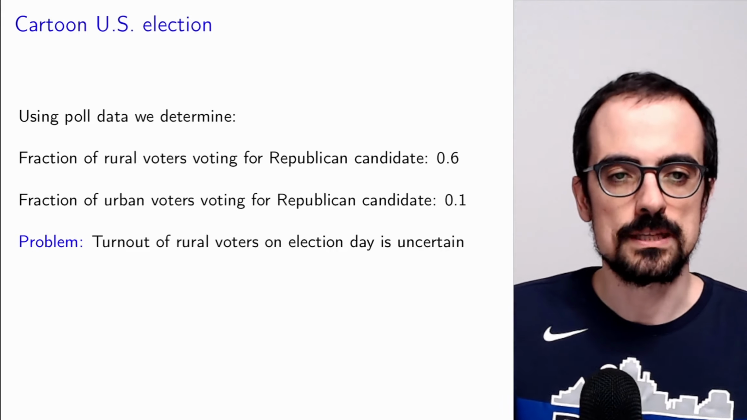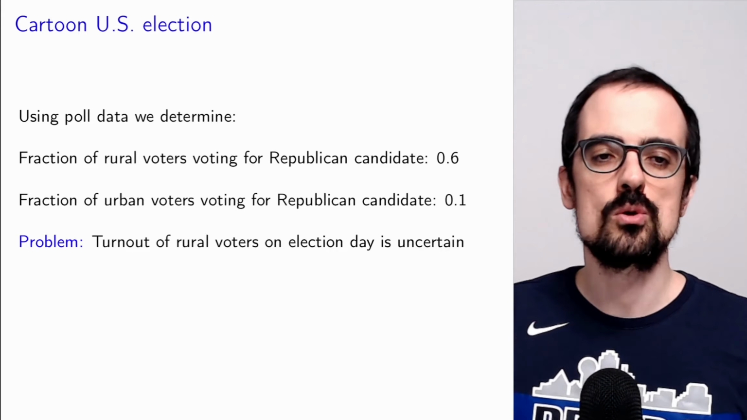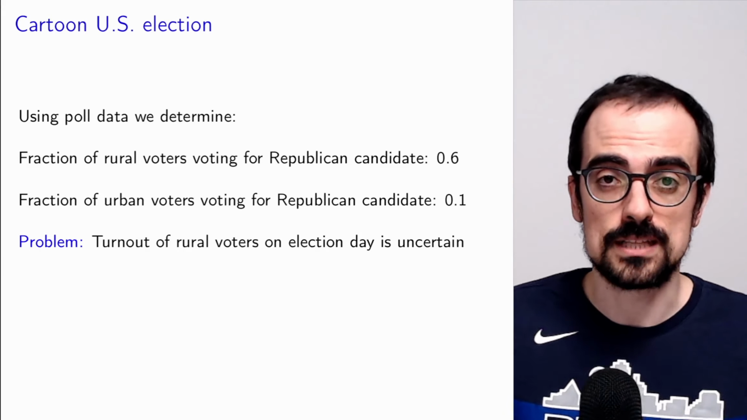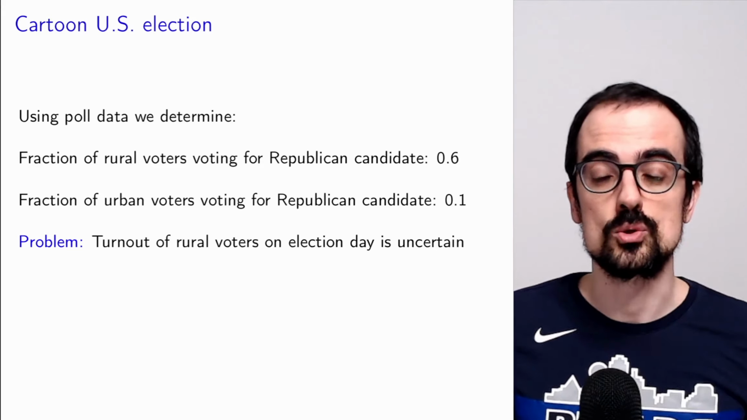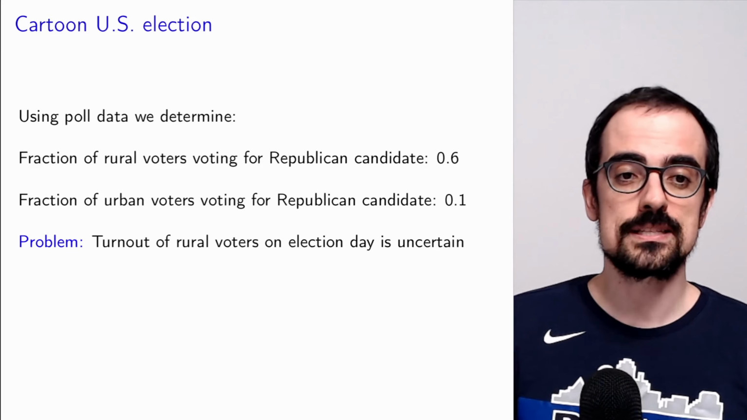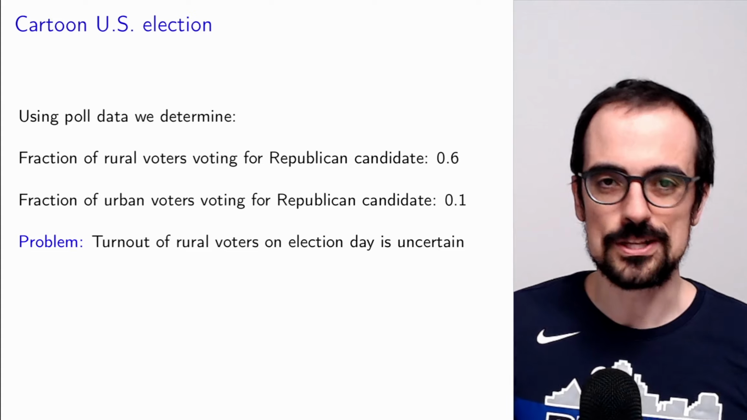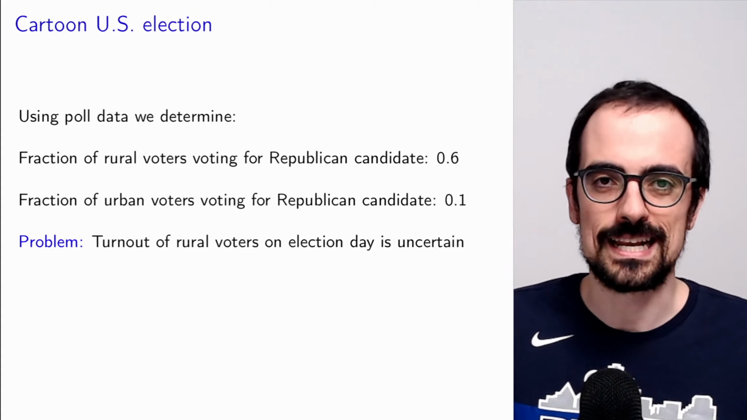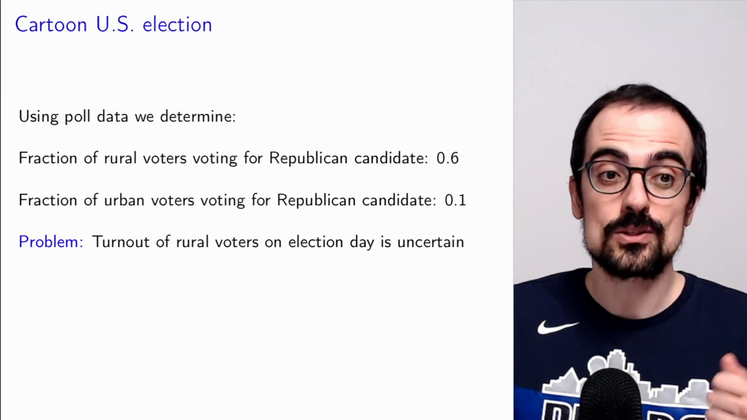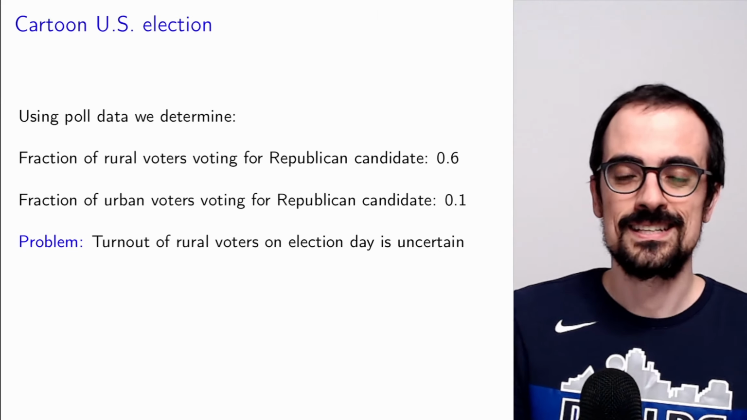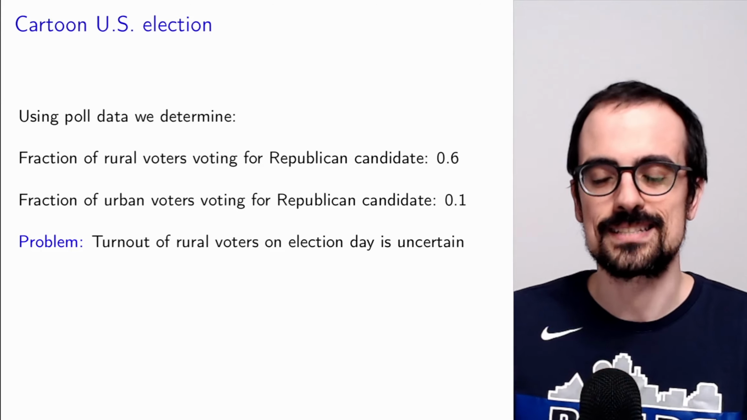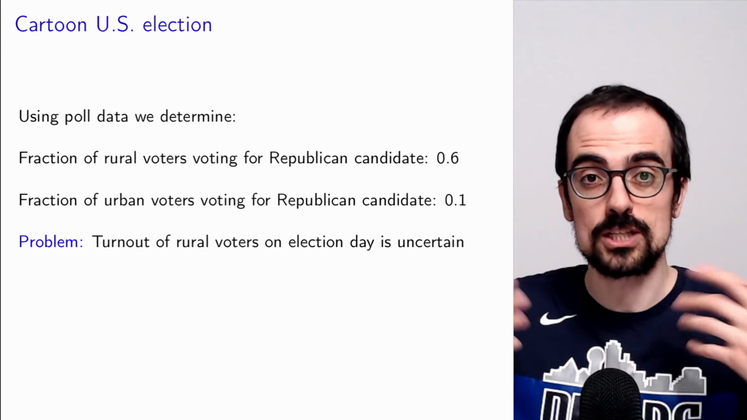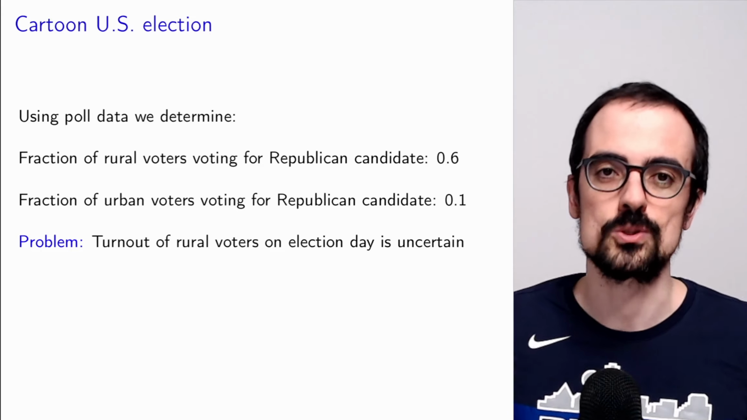What's the problem? The problem is that the turnout of rural voters on election day is uncertain. This actually captures something that I didn't know about before I read a little bit into predicting elections, which is that one of the main challenges when you try to aggregate poll data in order to figure out who is going to win an election is figuring out who is going to turn out to vote. Knowing what fraction of certain sectors of the population would vote for a certain candidate is not that difficult. It's much more difficult to figure out if they're going to go out and vote or not.